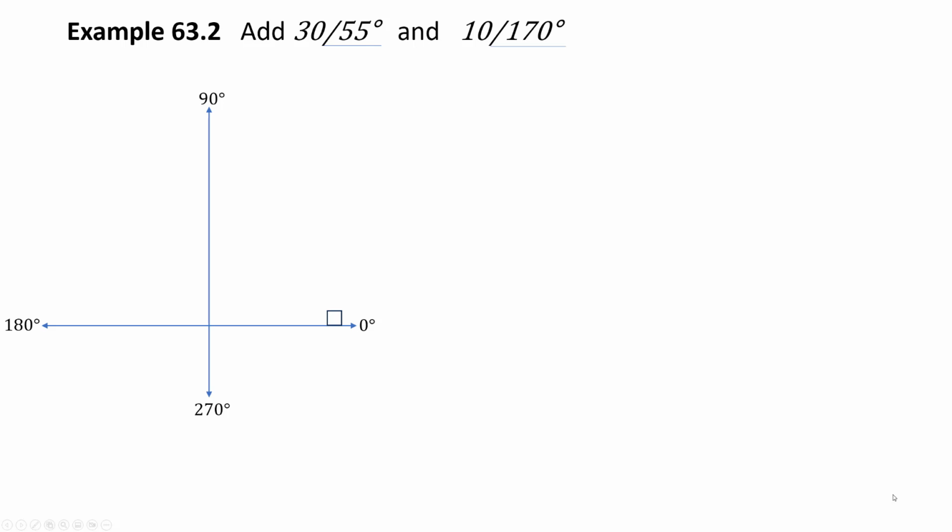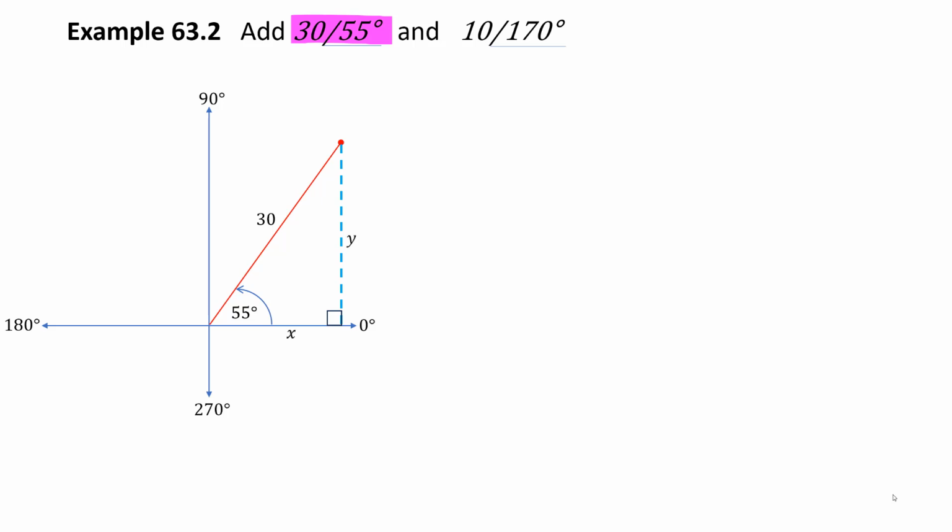Okay, example 63.2. We're going to add 30 at 55 degrees, and 10 at 170 degrees. So first thing I'm going to do is go ahead and graph that first vector. So we're going 55 degrees from 0, and we're going out 30. Now we're going to drop the altitude so that we can find the sides of that right triangle, which will be our x and y coordinates.